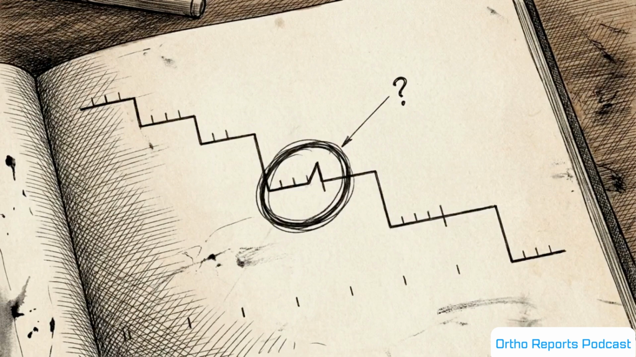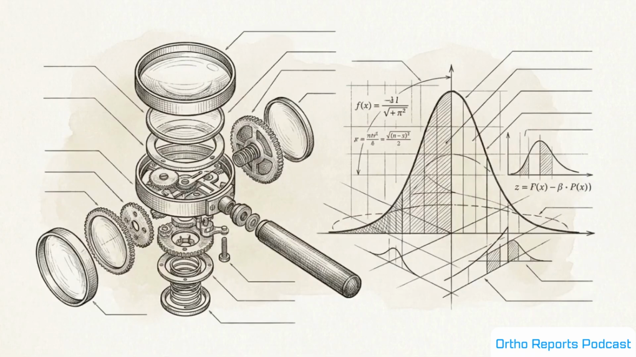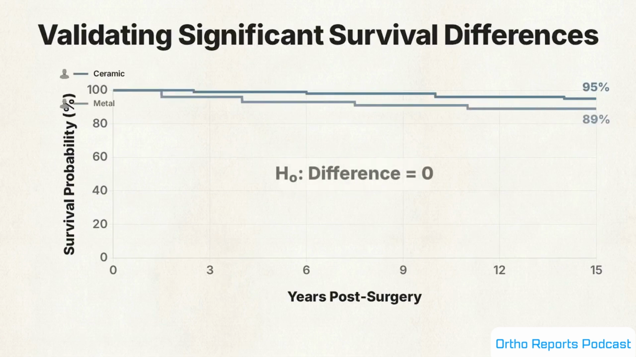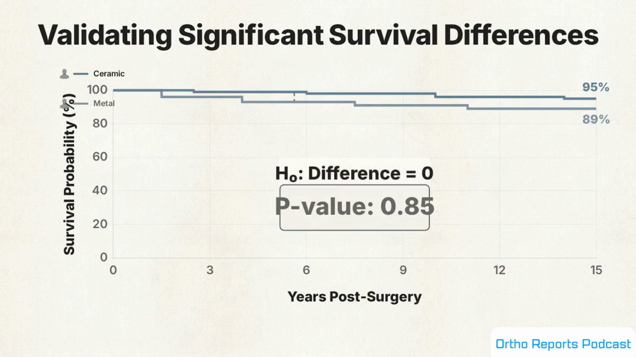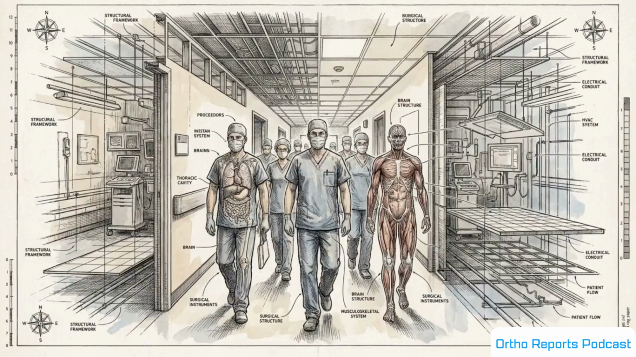The visual data is compelling, but it immediately raises a strict mathematical question. How do we prove the gap between these two curves is caused by the implant material, and not just random chance within the sample size? Researchers answer that using the log rank test. The log rank test evaluates the null hypothesis, the assumption that there is zero actual difference in the probability of an event between the two groups. If the resulting p-value is small enough, typically under 0.05, the null hypothesis is rejected, and the difference is confirmed as statistically significant. This combination of techniques is standard practice across the field.